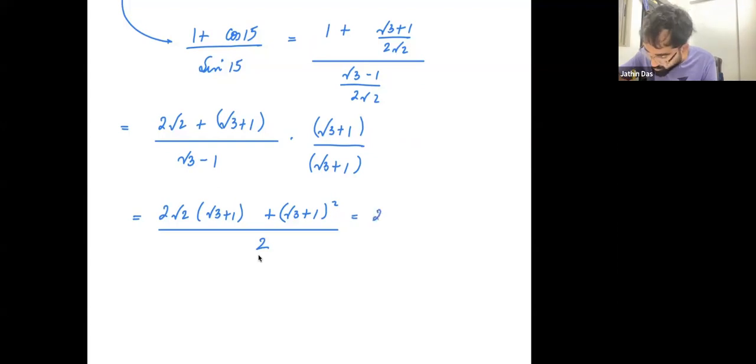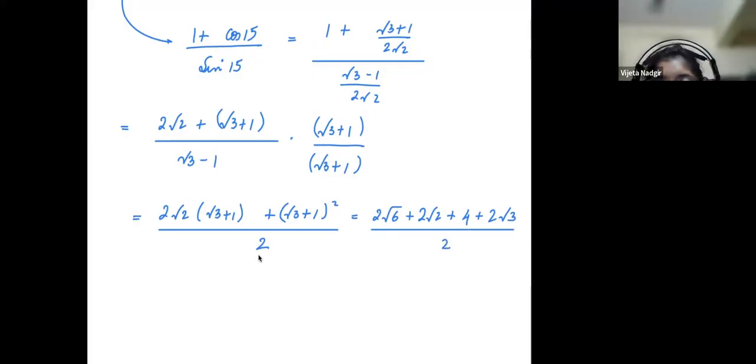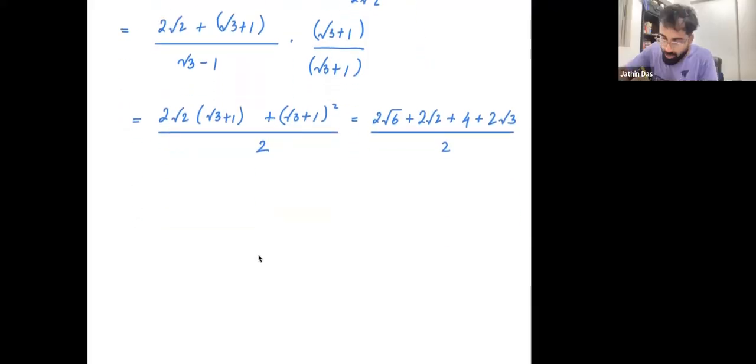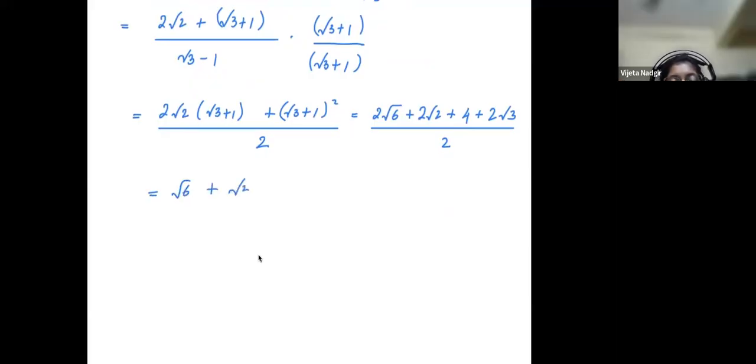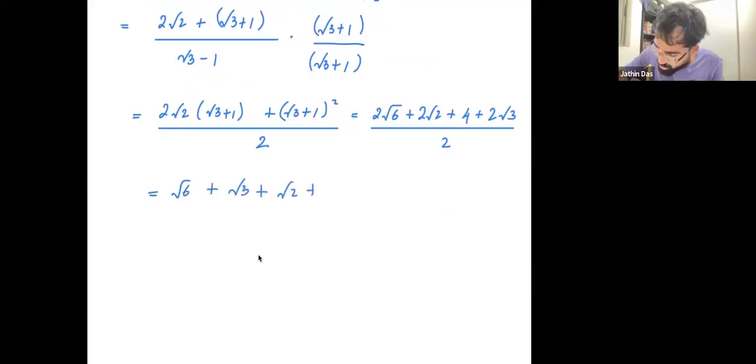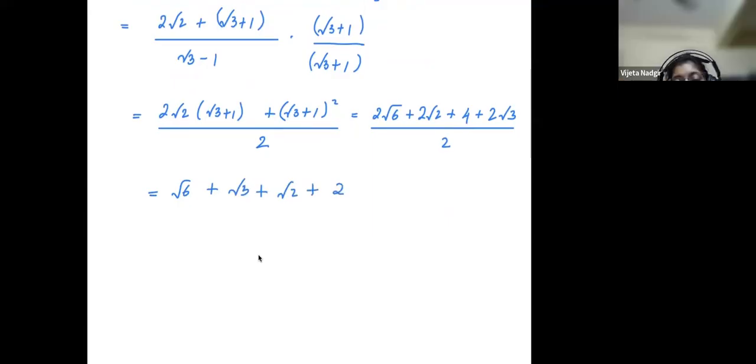So it's 2 root 6 plus 2 root 2 plus 3 plus 1. Root 3 ka square 3. 3 plus 1 is 4 plus 2 root 3. Cancel that with the 2. So you're getting root 6 plus root 2 plus 2 plus root 3, plus root 3 plus root 2 plus 2. Correct?